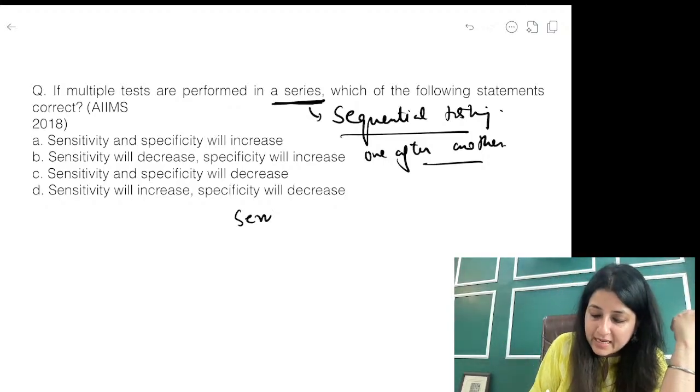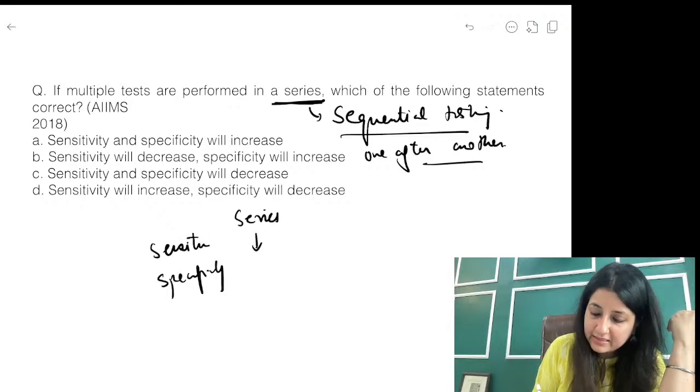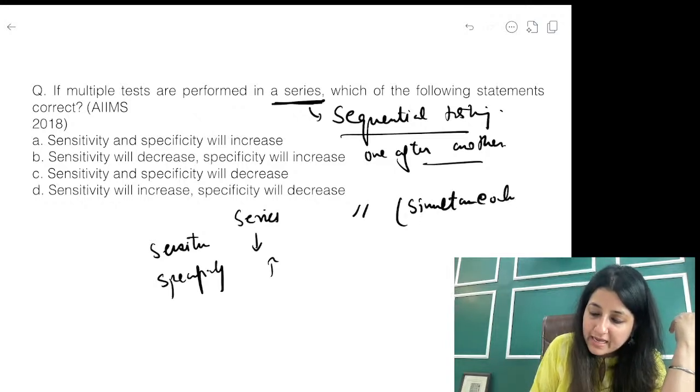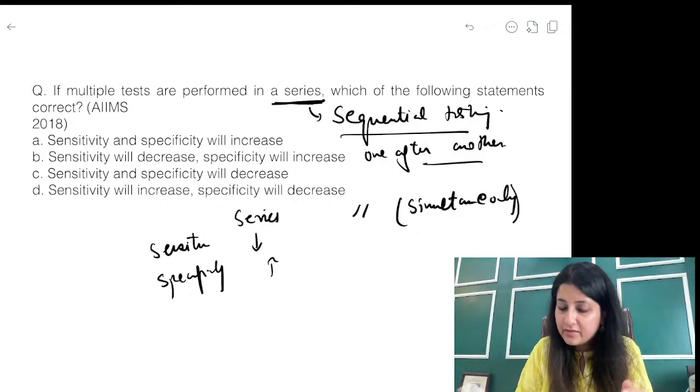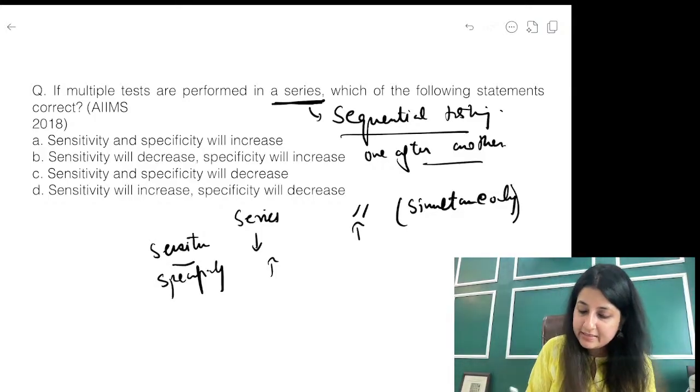So when I apply tests in series, what happens to sensitivity? It decreases. What happens to specificity, guys? It increases. But in parallel, it is simultaneous testing. We will apply both the tests together. So what will happen to sensitivity? We'll be able to filter out more people. It increases. Specificity decreases. This we have run n number of times.